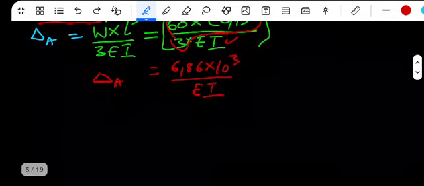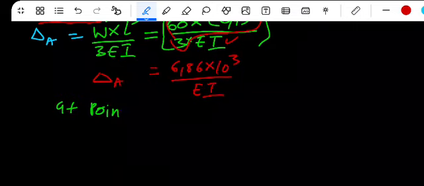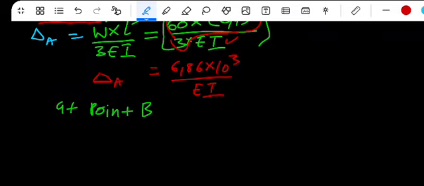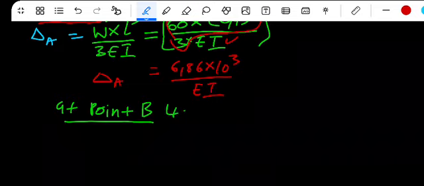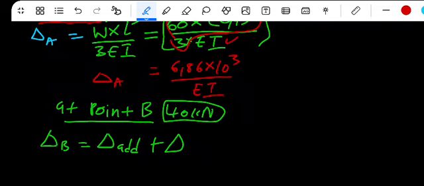Let's check now the deflection at point B, whereby the load that we've given there is 40 kilonewton. So the deflection at point B will simply equal the additional deflection, as we have seen, plus the deflection due to the point load at B there.